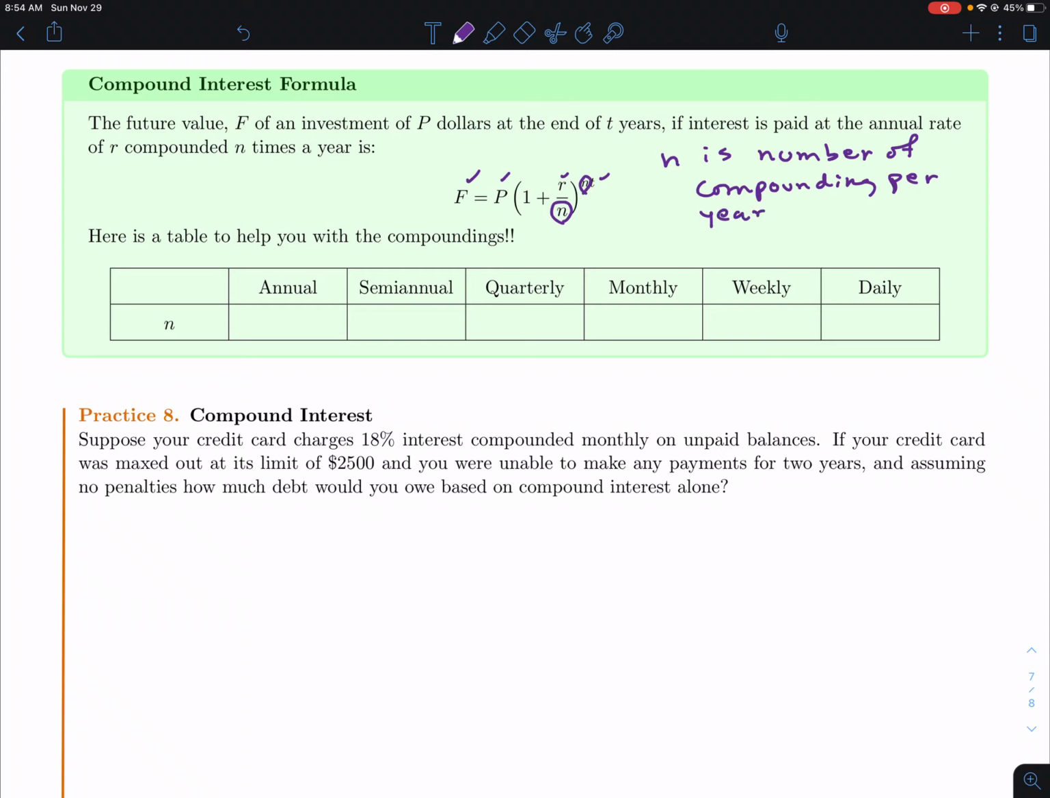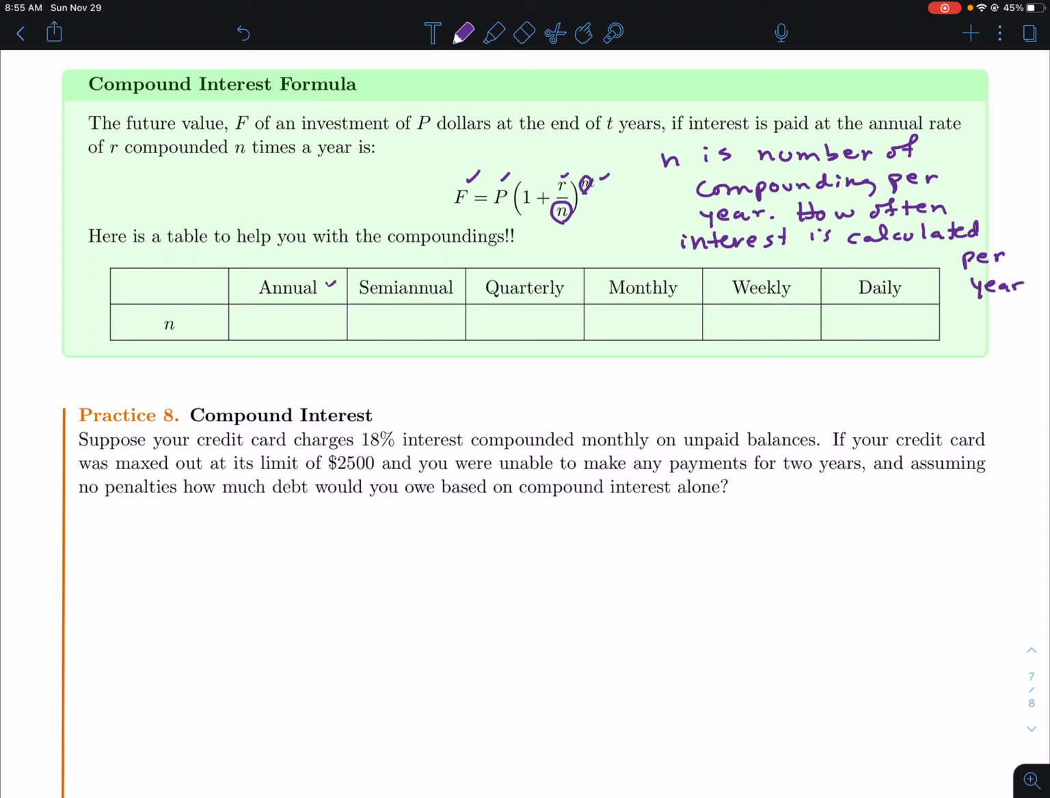And you might be asking, what in the world is a compounding? So it's actually the number of times we calculate the interest. It's how often the interest is calculated per year. And so these are sort of the common wording that they'll use, and then we'll put the number with it.